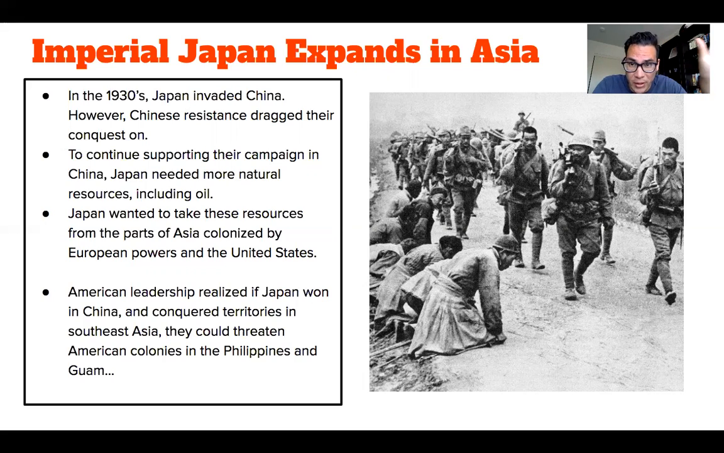So that's what's happening on one level. On the other level, American leadership is watching this, and they're watching World War II happening in Europe. Now they're seeing what's happening in Asia, and they're realizing, you know what, if we let Japan win in China, and if they conquer territories in Southeast Asia, that's going to threaten our colonies. That's going to threaten the colonies that the United States has in the Philippines. It's going to threaten military bases that the US has in Guam. Not to mention, it'll threaten their allies' bases, Britain and France.